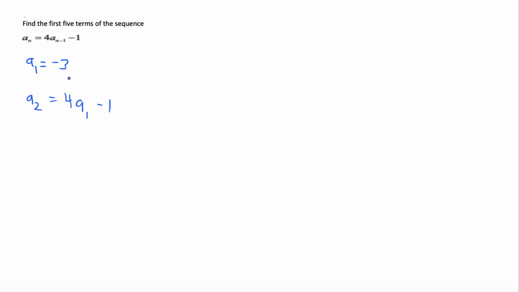But we know what a1 is. a1 is -3, so we can just plug that in here. We get 4 times -3 minus 1, which gives us -13. All right, so that's a2.